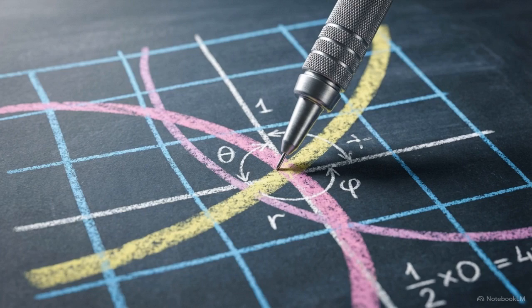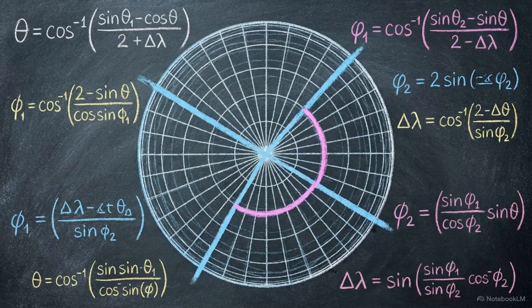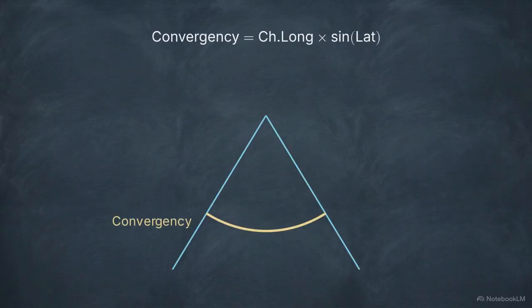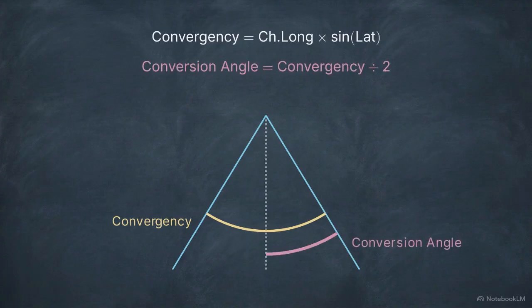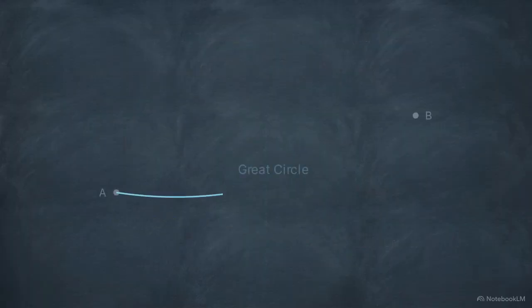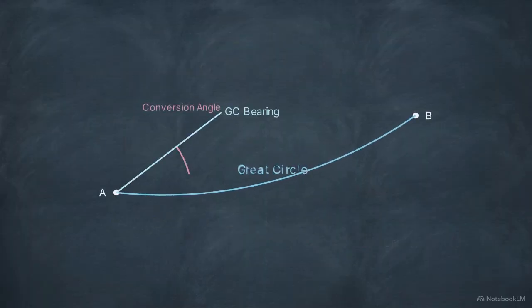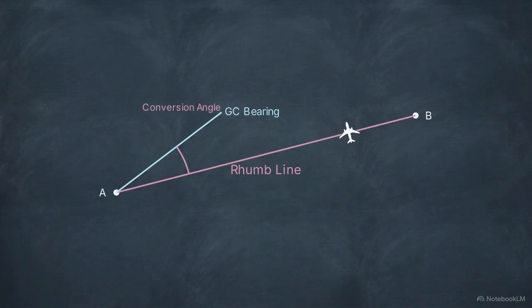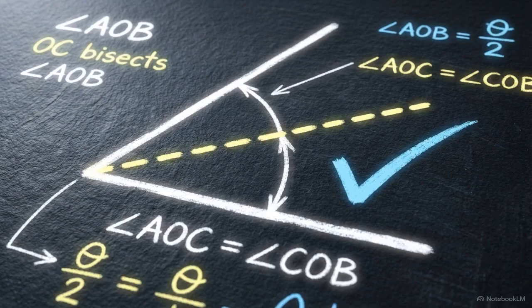This tension forces navigators to constantly convert between the two track types. To make that conversion, we define convergency as the exact angle between any two meridians at a specific given latitude. The core formula is convergency equals change in longitude multiplied by sine of mid-latitude. The conversion angle is exactly half that convergency. Add or subtract this angle from your great circle bearing to find your flyable rhumb line. Memorizing this single relationship, that the conversion angle equals the convergency divided by 2, guarantees passing marks on the navigation routing numerics.